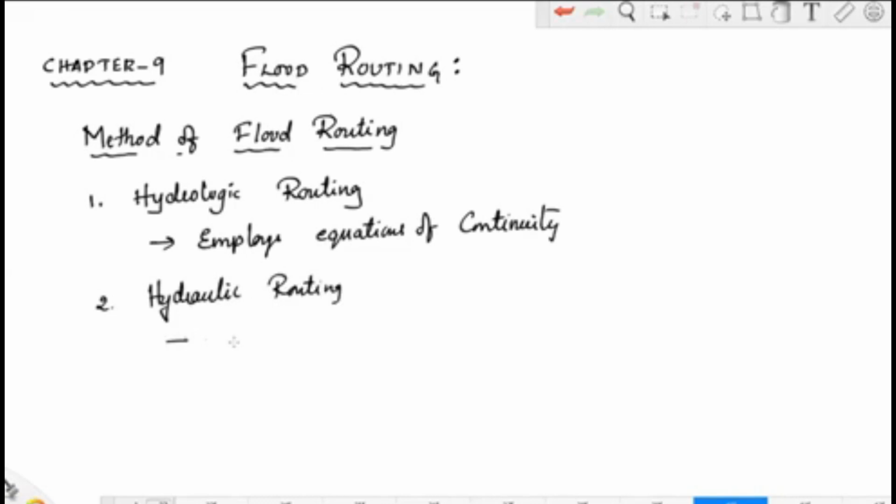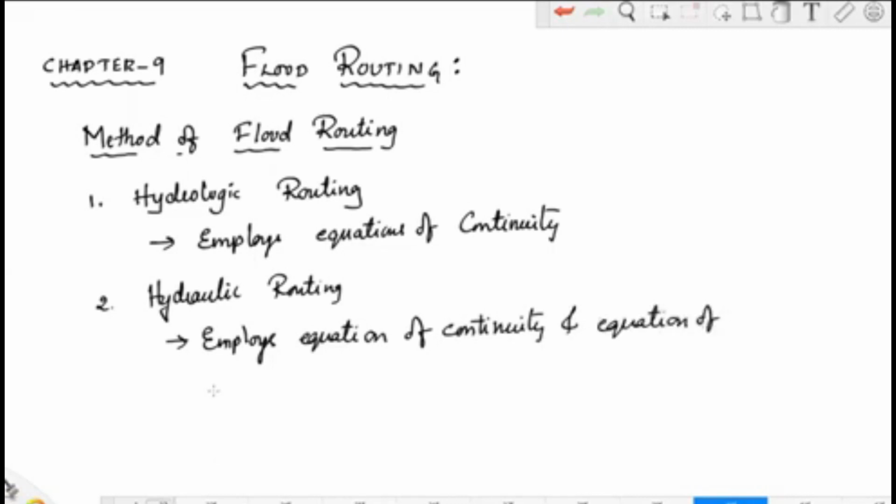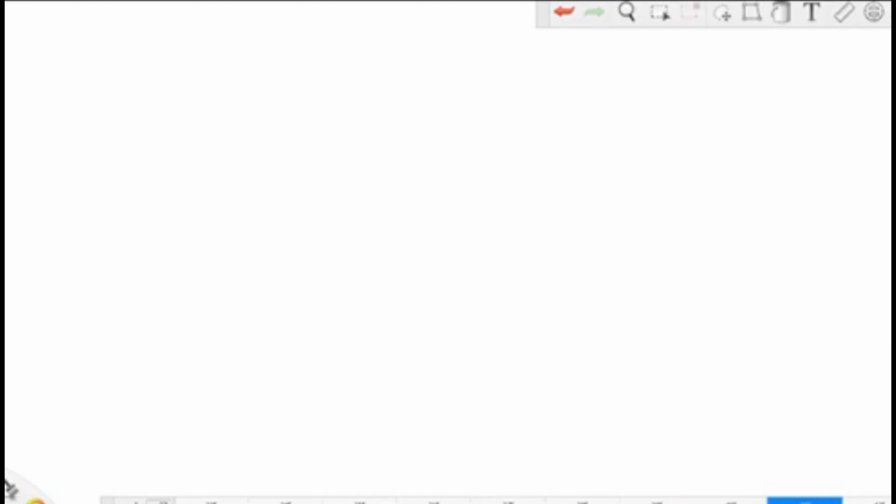It employs, so these are important points, equations of continuity and equations of motion of unsteady flow. Okay, so this is what you have to remember. Next, there is one equation.